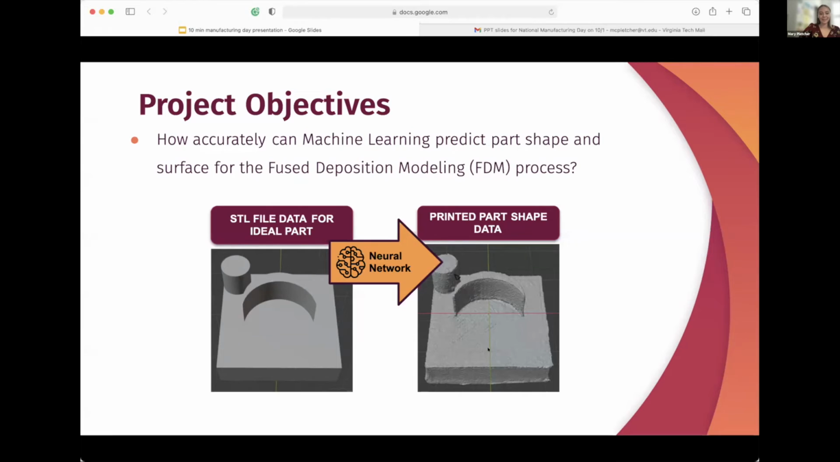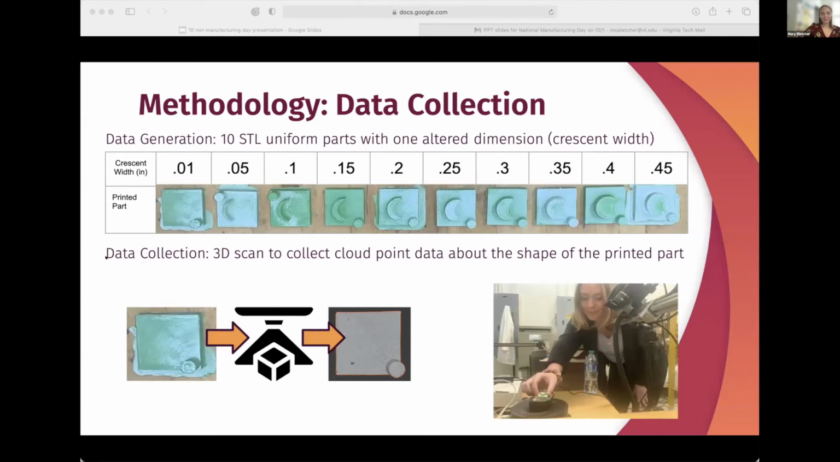So in order to achieve this, both a whole bunch of STL ideal part files and data on the final part shape, as you can see on the right, are needed to train the neural network to learn the relationships between the data from the initial part file and the data from the printed part file. And so in order to train a neural network to learn these relationships, there was data collection that took place.